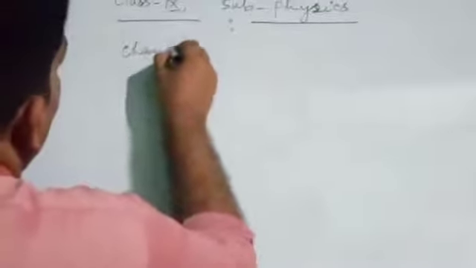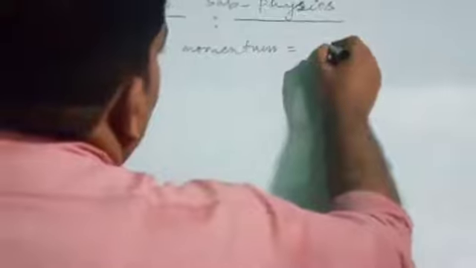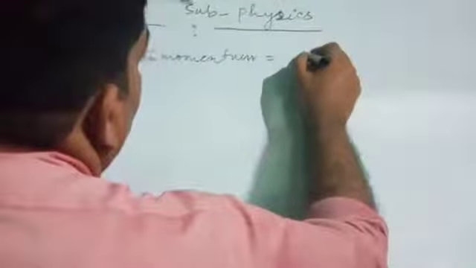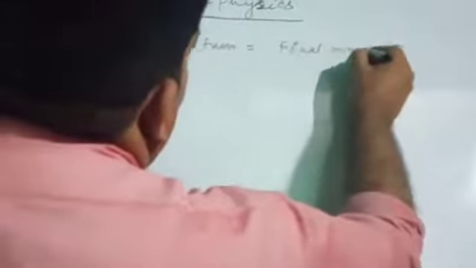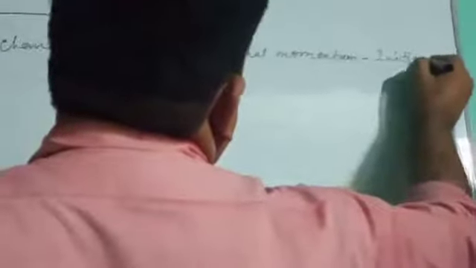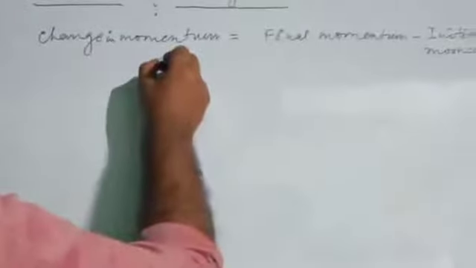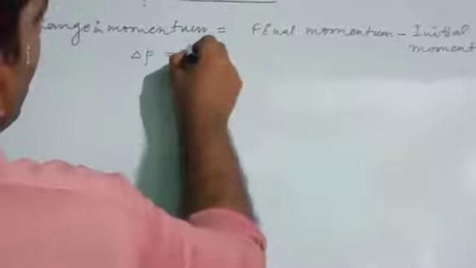Change in momentum. Change in momentum equals final momentum minus initial momentum. Change in momentum is represented as delta P, final momentum Pf, initial momentum Pi. F stands for final, I stands for initial. Change in momentum is equal to final momentum minus initial momentum.